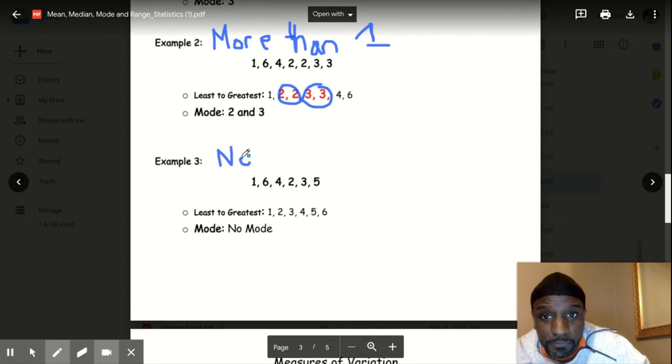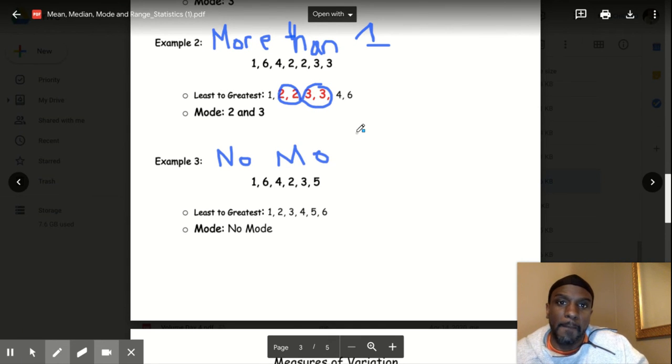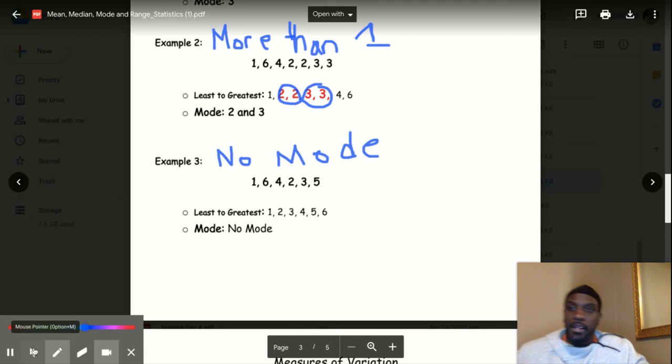Okay, no mode. Bam. And I'm writing this a lot better now. I'm still not used to the stencil, but getting used to it. But anyway, all right, here we go. Next one.